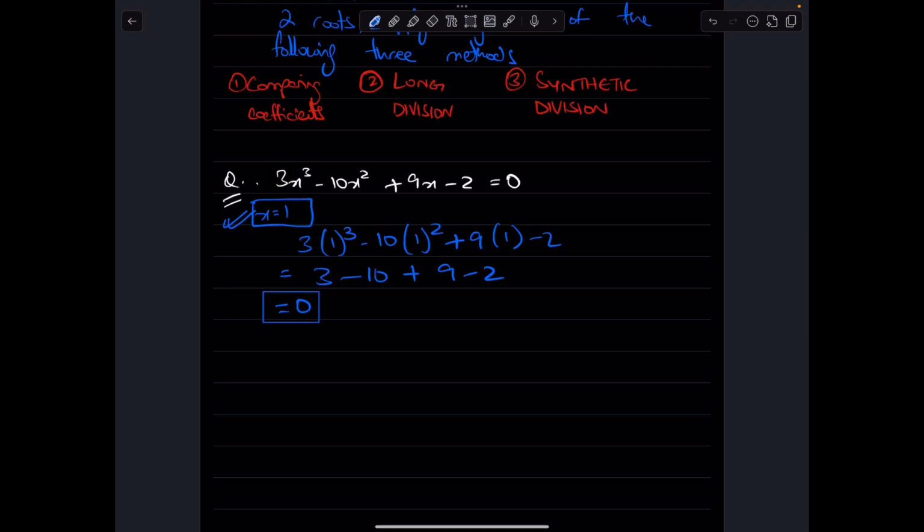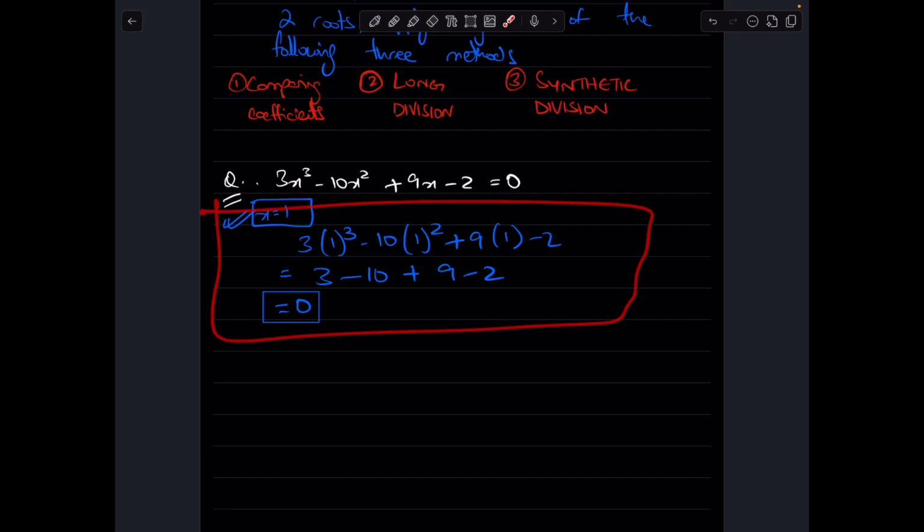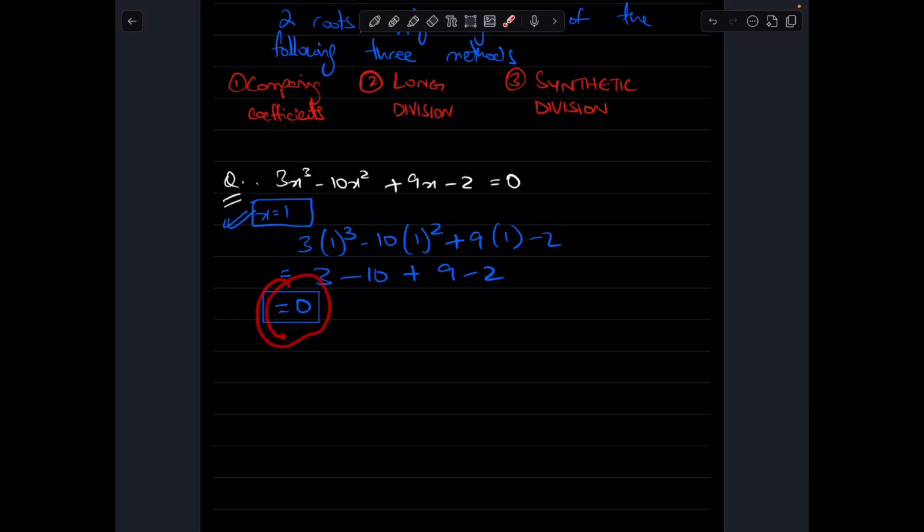Now mind you, you only have to show the working of the solution. Instead, you can keep on substituting until you find a value which results in 0 in your calculator and only show the working of the solution. So we have x is equal to 1 as a solution.